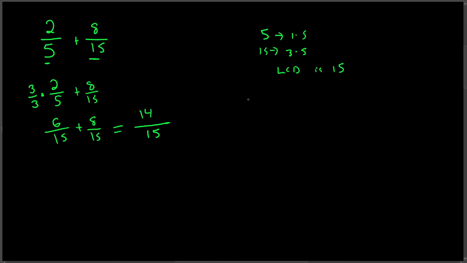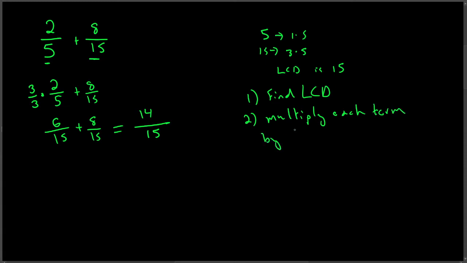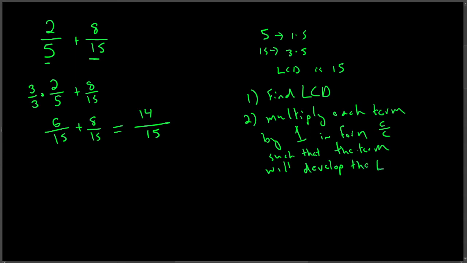So to add fractions that don't have the same denominator, we find the LCD, and we multiply each term by 1 in the form of some number over some number, such that the term will develop the LCD in the denominator. And then we add what are now like fractions.